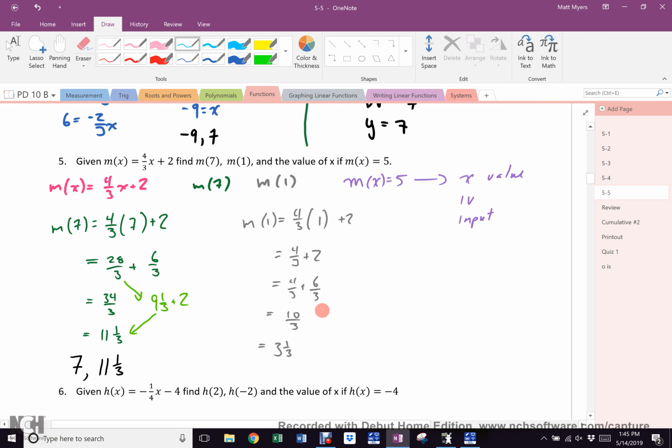I'll use blue. Because, you know, there's 50 of them. 50 shades of gray, Hazel. Anyways, here you could have gone 1 1/3 plus 2 and gotten back to 3 1/3.